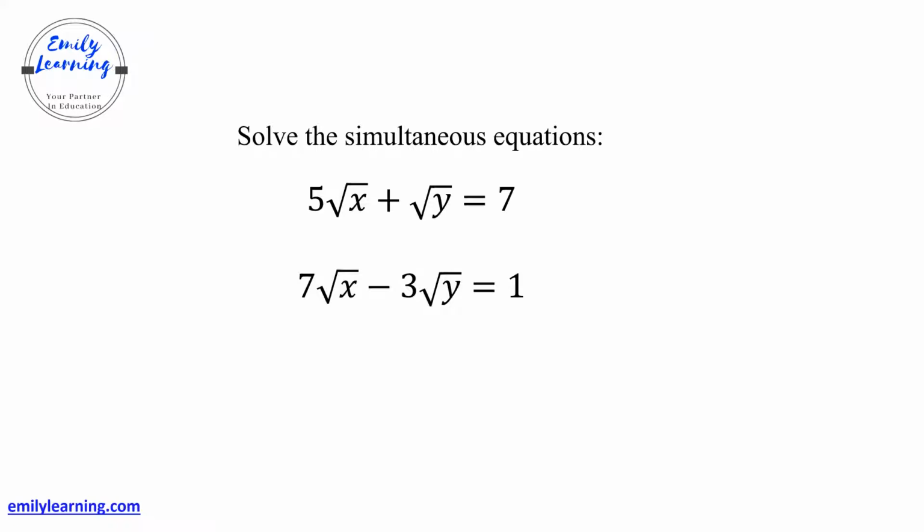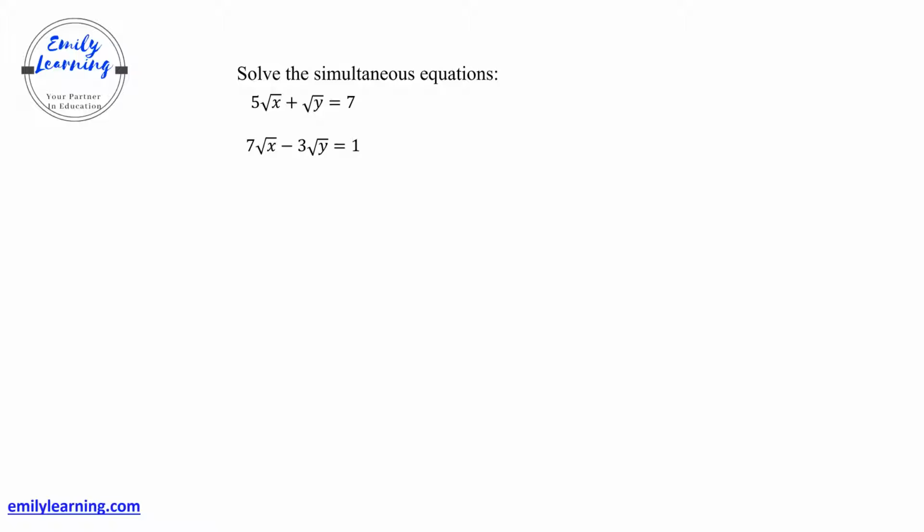In this question, we are supposed to solve a simultaneous equations with both square root x and square root y. So at first look, it actually looks like a non-linear simultaneous equation because of the square roots. But what if I tell you you can change square root x to another variable and square root y to another variable? So now let's do it together.